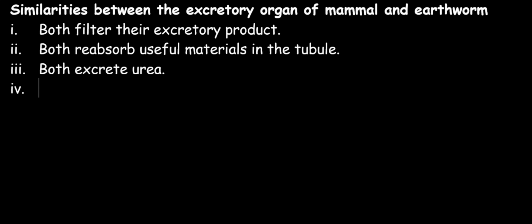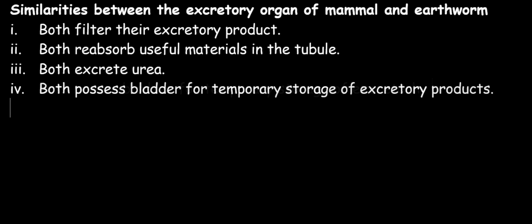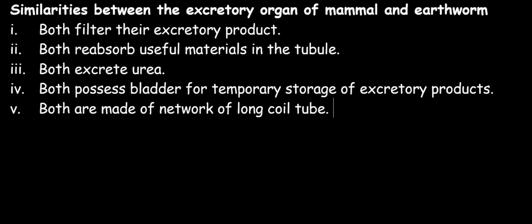The next similarity is that both possess a bladder for temporary storage of excretory products. The next similarity is that both are made of a network of long coiled tubes. Now let's look at the differences between the excretory organs of mammals and earthworms.